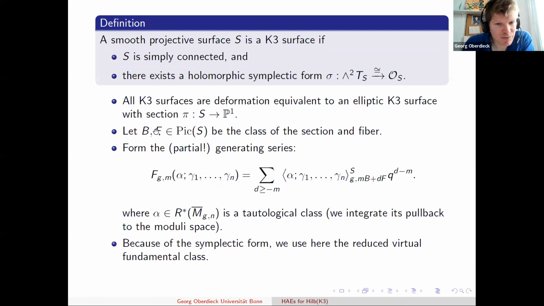Using these two classes, then we can form a generating series, again, of our invariants. So we have F_{g,m}. Here we have two parameters: g is the genus as before, and m will denote the degree of your curve class over the base of your fibration over your P1. So we have this bracket and we sum over the curve classes. We fix this degree m_B, and then we sum over all the d's here.